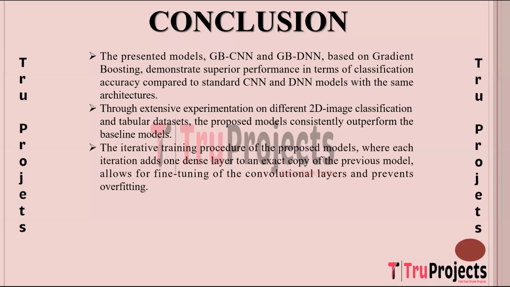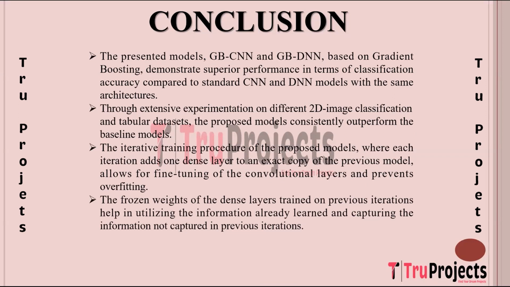The iterative training approach of adding one dense layer to an exact copy of the previous model offers a controlled way to fine tune the models. This incremental addition helps in refining the model's predictions by adjusting the dense layers while preventing overfitting. The strategy of freezing weights in the dense layers trained in previous iterations allows the models to leverage information already learned while focusing on capturing new and unexplored information in subsequent iterations. This helps in avoiding redundancy in learned features and improving the model's understanding of complex patterns in the data.